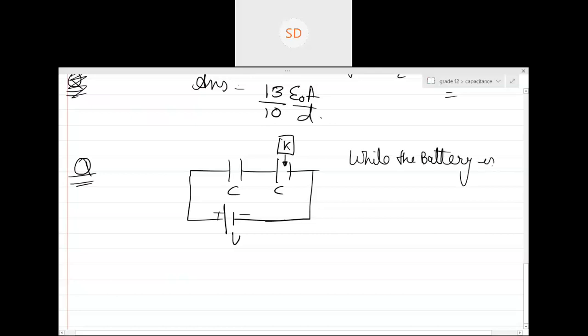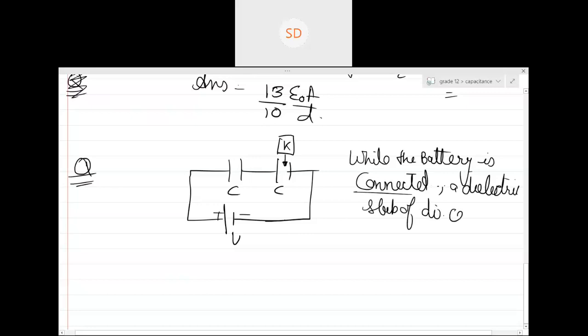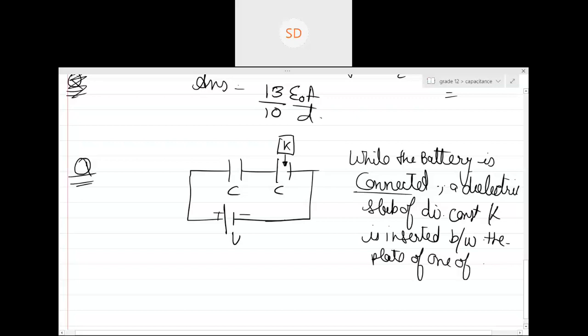While the battery is connected, a dielectric slab of dielectric constant K is inserted between the plates of one capacitor.